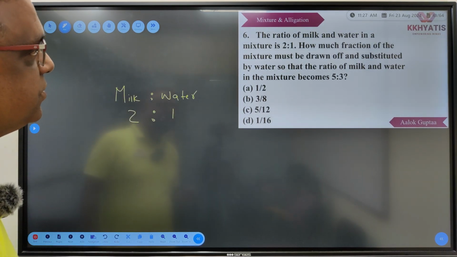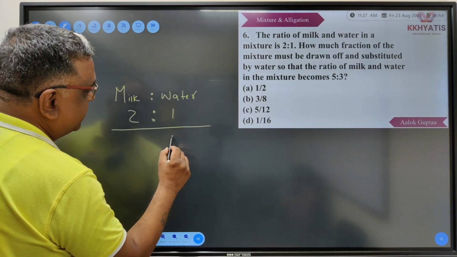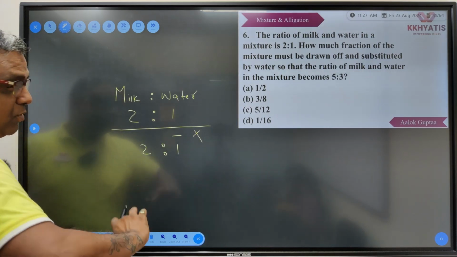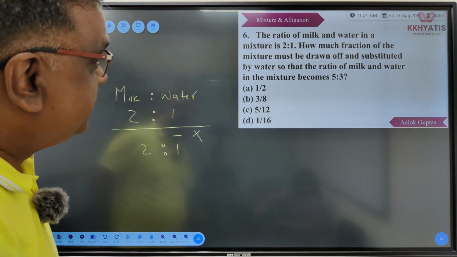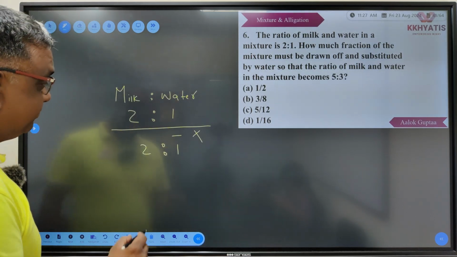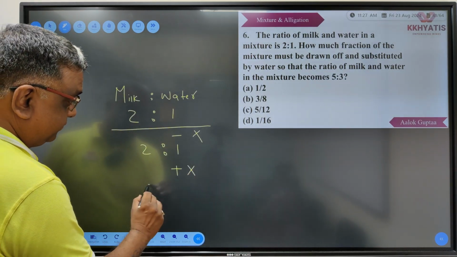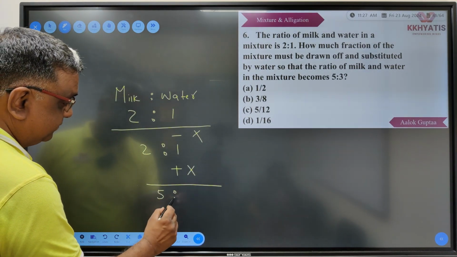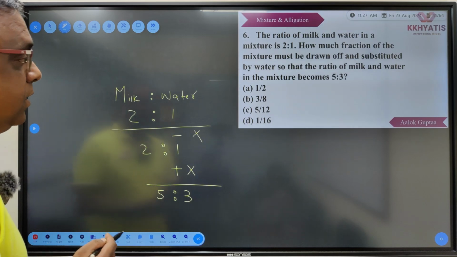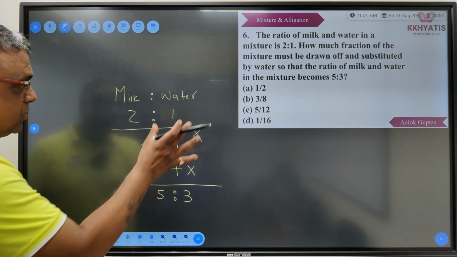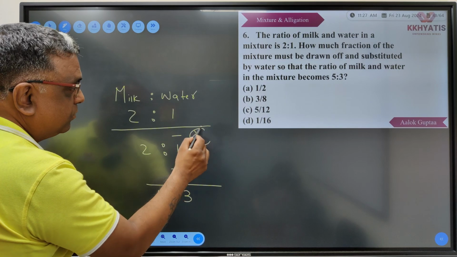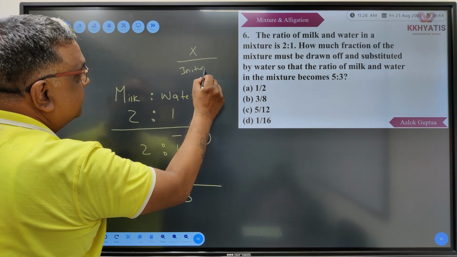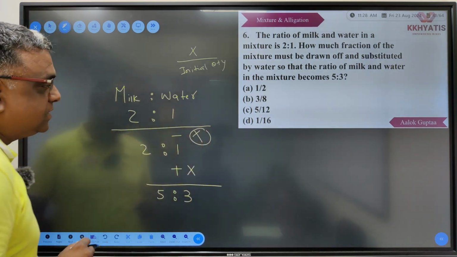How much fraction of the mixture must be drawn off? Which means I am drawing off some fraction from it, that is x. My ratio will still remain 2:1 because I am drawing the entire mixture out. The ratio will not change. And I am substituting it by water, and my ratio becomes 5:3. So I am being asked for the removed quantity x upon the initial quantity. Let's try to find out.